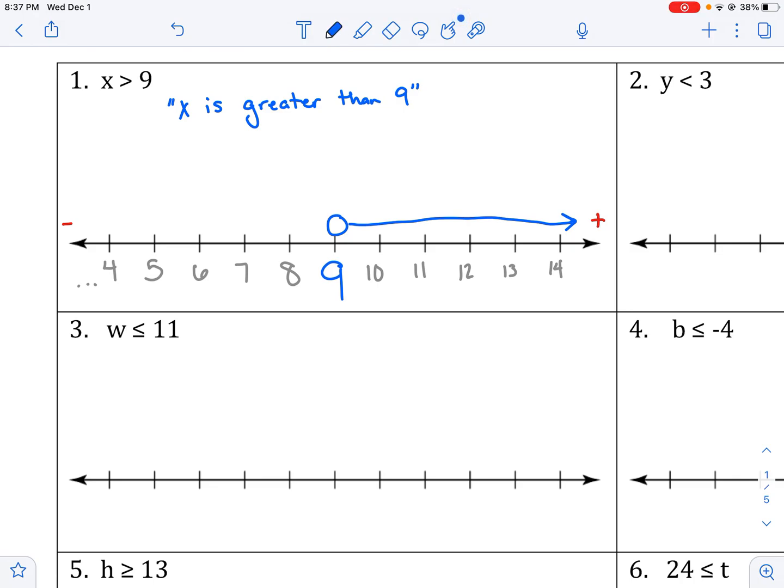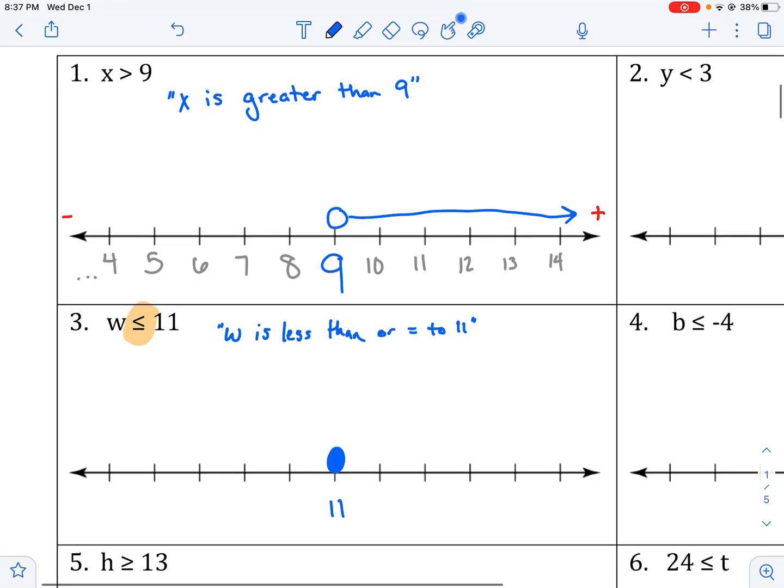So on number 3, this says w is less than or equal to 11. So I'll put 11 right in the middle. And the first thing I should ask myself again is, do I have an open circle or closed circle? Since 11 is included, there's a bar underneath my inequality symbol. That would be a closed circle. And now let me fill in the rest of my number line.